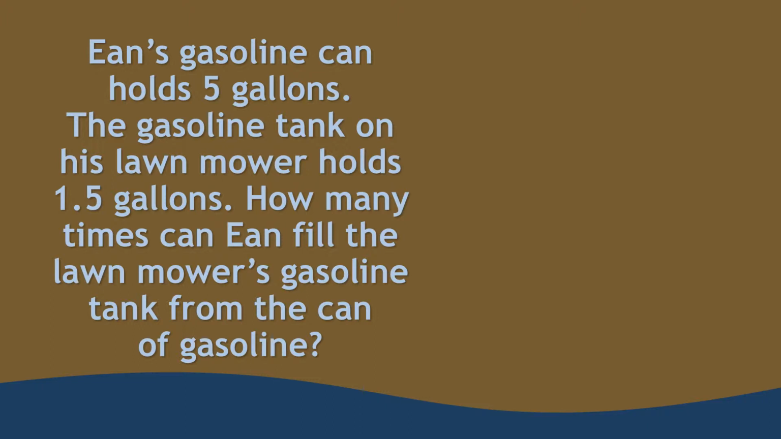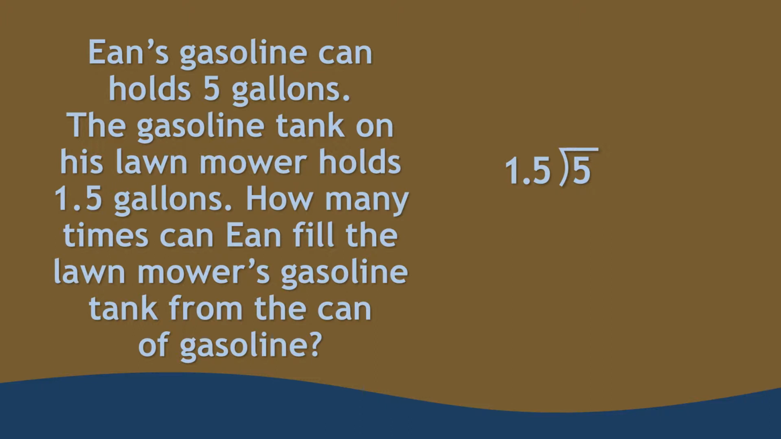Okay, let's start with the word problem. This says, Ian's gasoline can holds 5 gallons. The gasoline tank on his lawnmower holds 1.5 gallons. How many times can Ian fill the lawnmower's gasoline tank from the can of gasoline? So in order to figure this out, we're going to need to divide. And we're going to need to divide the 5 gallons by the 1.5 gallons that it takes to fill up the gasoline tank on the lawnmower. So we would set it up like this.